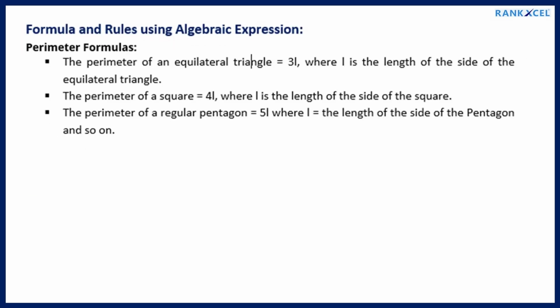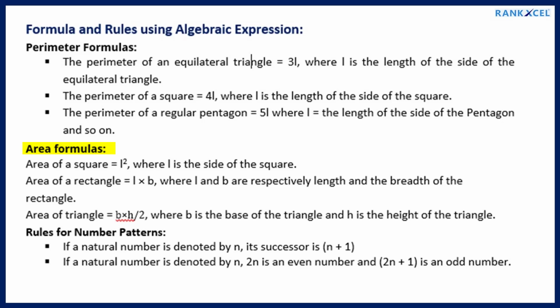Formulas and rules using algebraic expressions. Perimeter formulas. The perimeter of an equilateral triangle equals 3 times L, where L is the length of the side of the equilateral triangle. The perimeter of a square equals 4 times L, where L is the length of the side of the square. The perimeter of a regular pentagon equals 5 times L, where L is the length of the side of the pentagon, and so on.